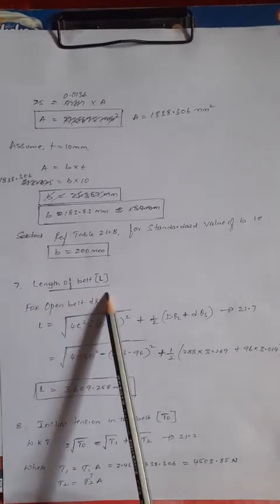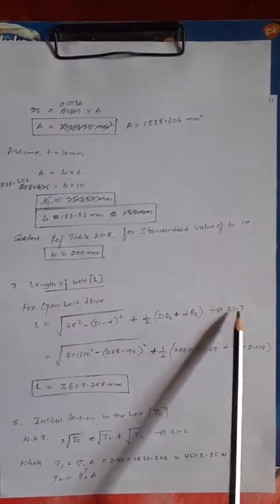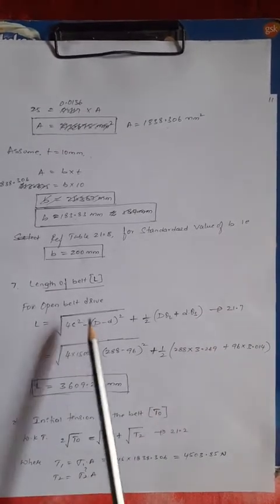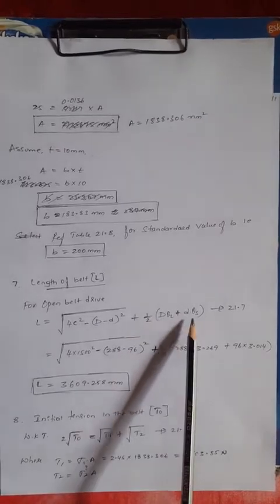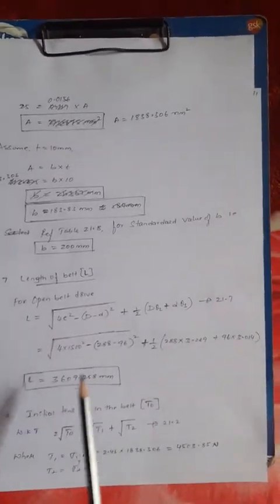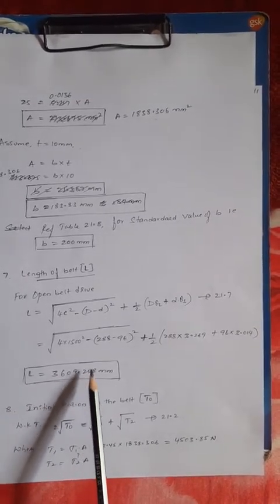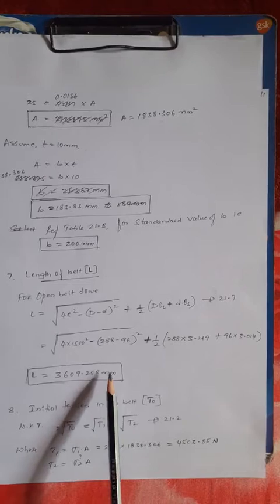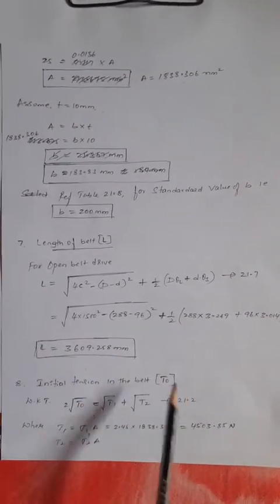Next, length of the belt. For open belt drive, we know the formula, equation number 21.7. It is in the form of C, capital D, small d, theta L and theta. All these things we already know, so substitute and calculate. Then you get the length of the belt as 3609.258 millimeter.